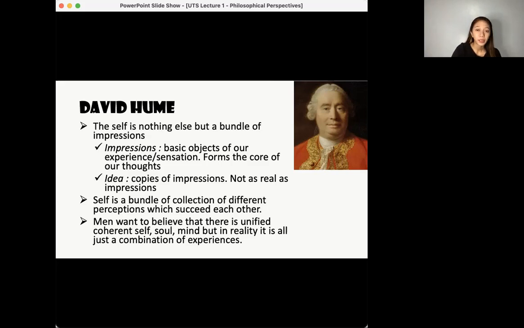For example, of impression. If one touches the ice cube, the cold sensation is an impression. Why? It is because it is vivid and the product of our direct experience. Kasi ikaw mismo on hand mo na experience yung cold sensation na yon na pag-touch mo sa ice. On the other hand, ano naman yung idea?